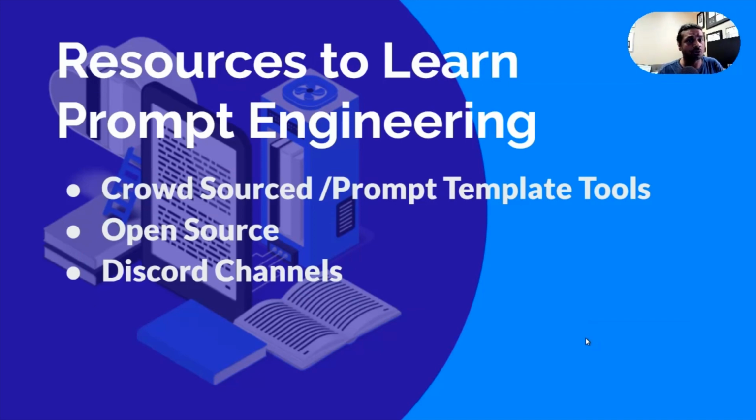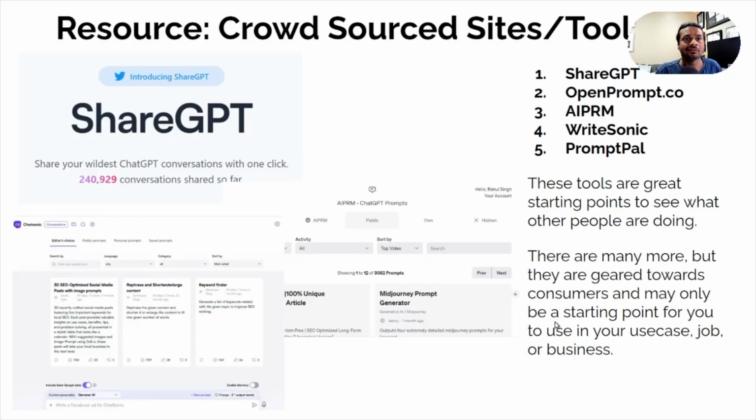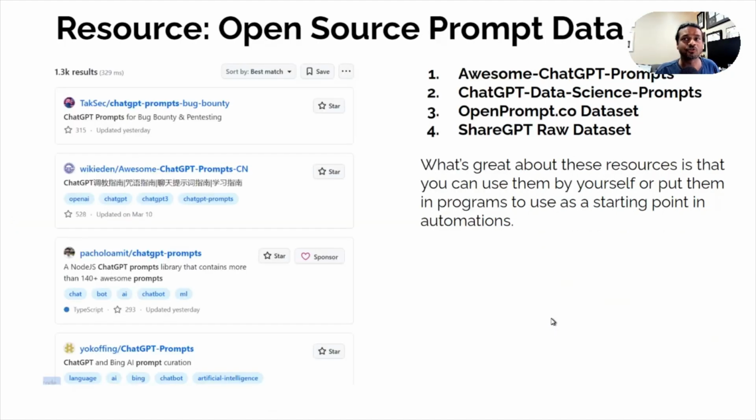You can go to Google and look for prompt template tools. There's lots of open source projects. There's Discord channels. And there's a site called ShareGPT with lots of really great prompts that you can try out there. There's open source prompt data sets that you can put into your application.